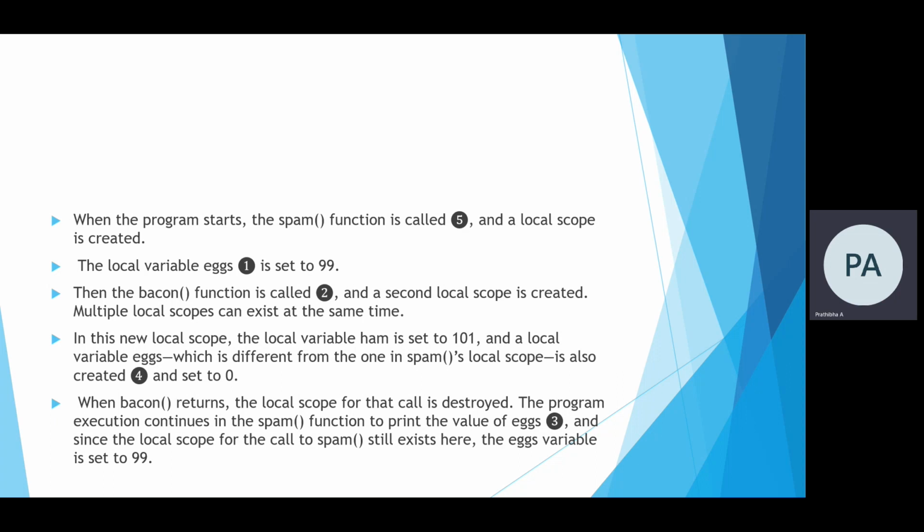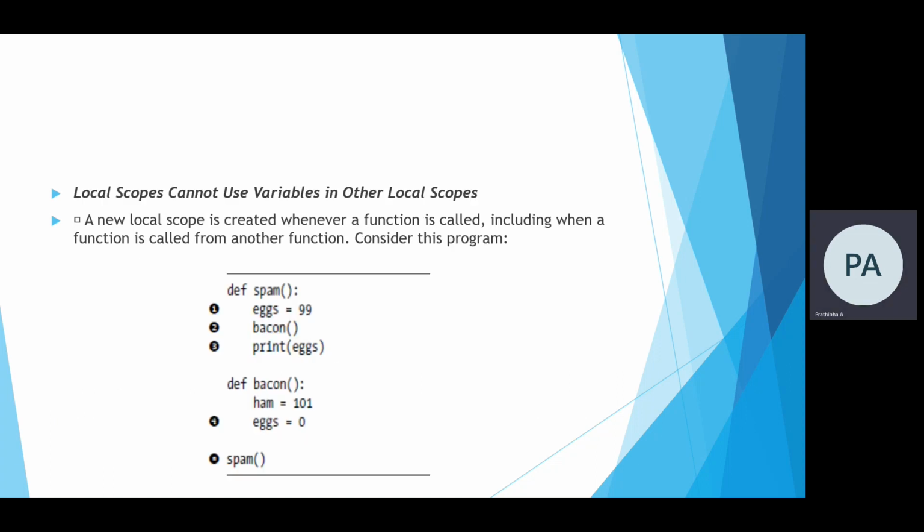So that is what. See, in this example, the x was initialized to 99 even though you called beckon and made an initialization of x to 0. But when you start returning from beckon to spam, the x variable, whatever value you assigned, gets destroyed, and when we print it, we print the value in spam, that is 99. We're not printing the value 0. That is what it means that local scopes cannot use variables in other local scopes. So x is already there and x is also initialized here, but this local scope variable cannot be used inside this local scope.